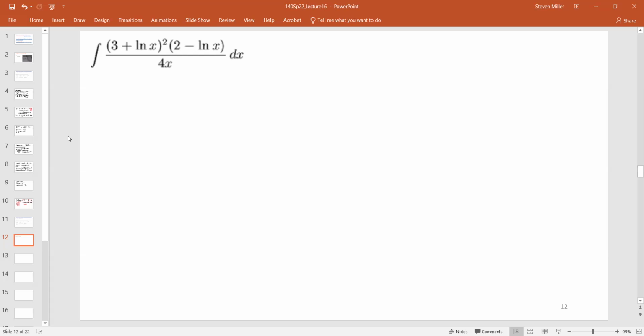So when you see something like this, and again, the other reason I didn't want to look at any of these is I want to share my thought process. So when I'm looking at this, my first thought is, what should I choose for u? So possibilities. I could have 3 plus ln x. I could have 2 minus ln x. I could have ln x. I could have x. I could have 1 over x. I think those are the things that most naturally come to mind. Does anybody see anything else as a possible candidate?